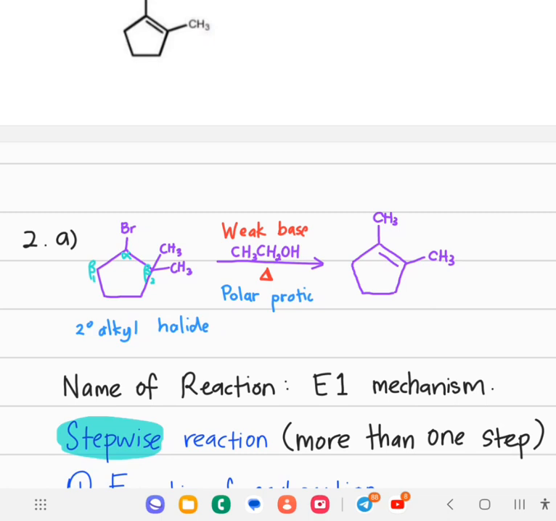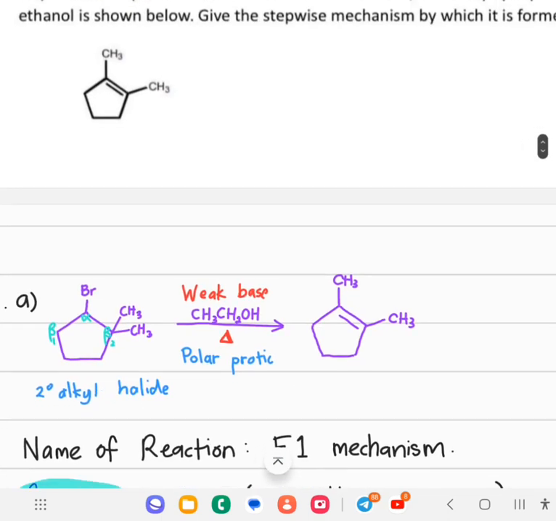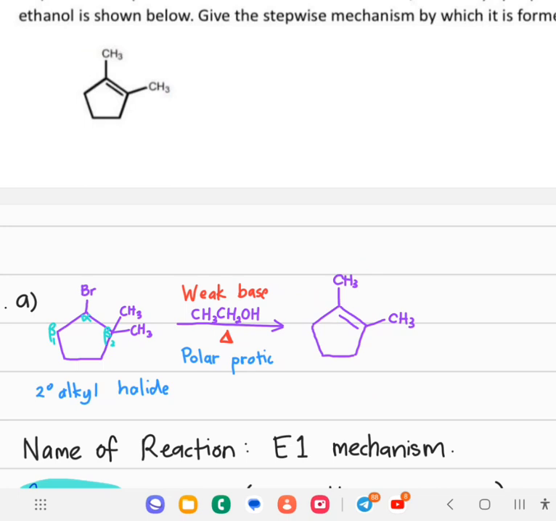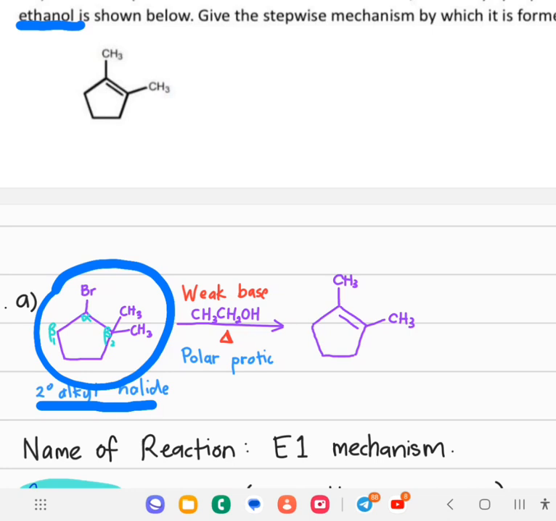So this is the products, and then we need to first draw the structure of 1-bromo-2,2-dimethylcyclopentane, and then this is our structure. So this structure will react with the ethanol. So ethanol is a type of polar protic solvent, and it is also known as a weak base.